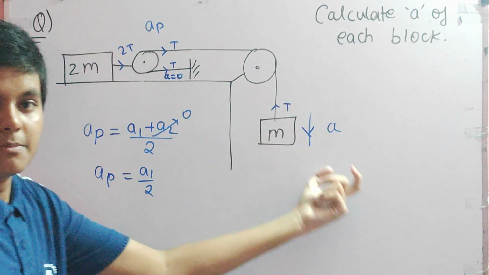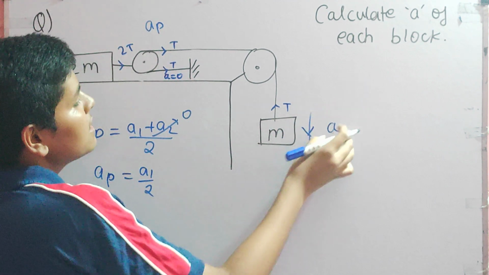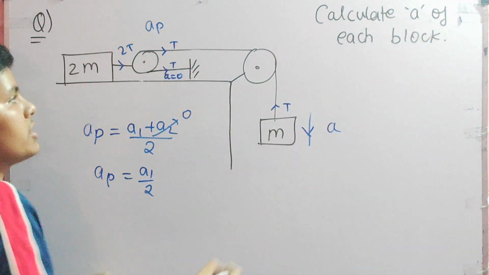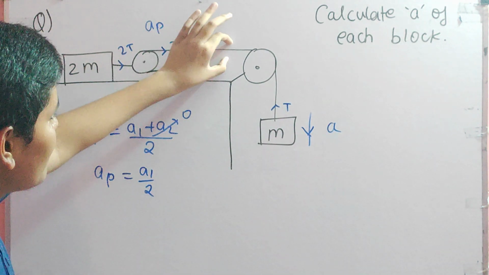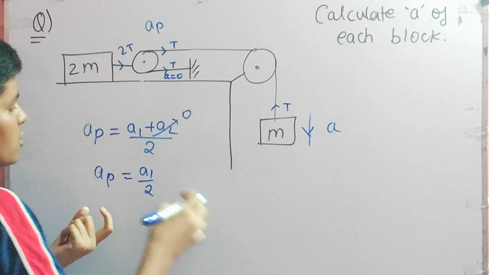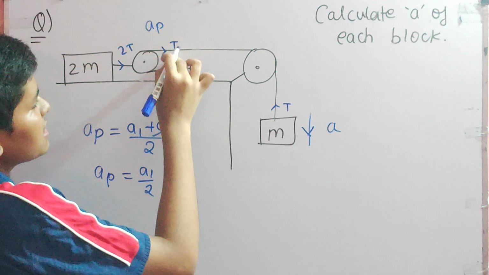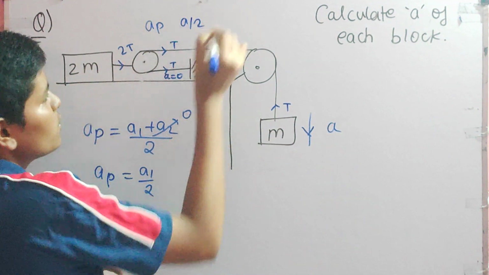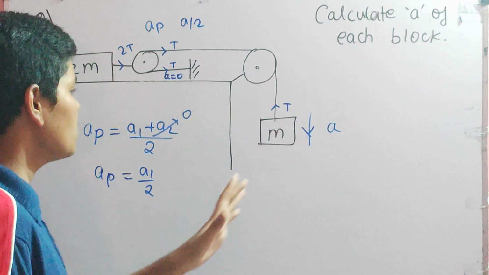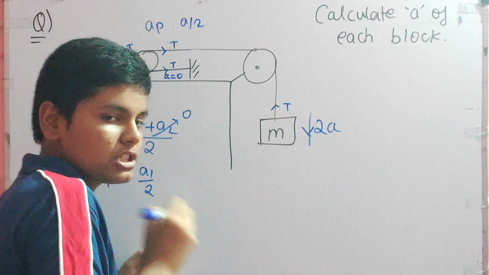A1 is this acceleration. The block is moving down with some acceleration and this is moving down with some acceleration. The string is being pulled by some acceleration. Here also the string is being pulled by some acceleration. Now what acceleration? The acceleration of pulley is equal to A1 by 2. So if here the acceleration is A, then the acceleration of this will be A by 2. But A by 2 does not look much good for solving. So what we assume here is the mass m is going down with acceleration 2A.